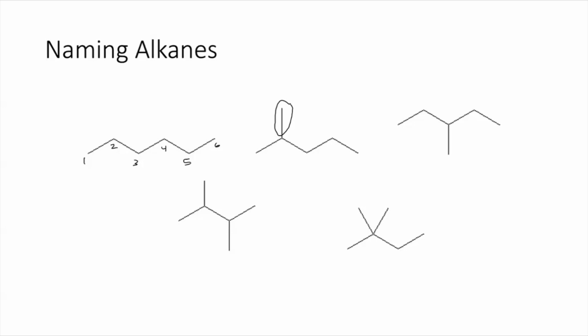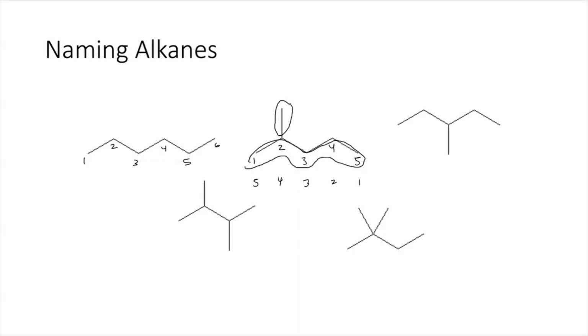I could number left to right, or I could number the opposite way. If I number left to right, my branch is coming off of carbon 2, which is what I want. That's the lowest carbon it could possibly come off of. If I were to number it right to left, it'd be coming off of carbon 4. So with alkanes and branches, I want them to come off of the lowest. This is the correct numbering scheme.